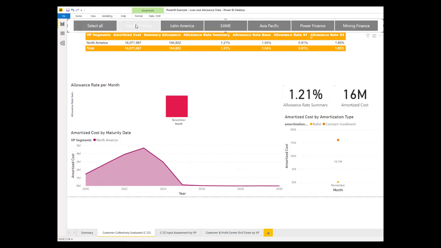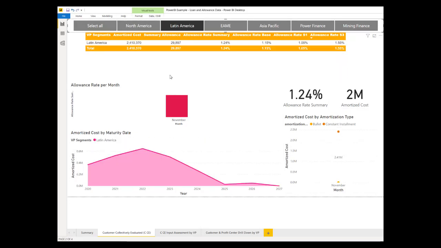If I wanted to see Latin America, I would do exactly the same thing, and I can slowly begin to drill down and better understand what the drivers of my allowance are. That's obviously far more important under CECL because of the larger number of factors that are there. So if you're trying to understand those drivers, these kinds of dashboards would be really useful ways to help describe and explain what's driving those changes.